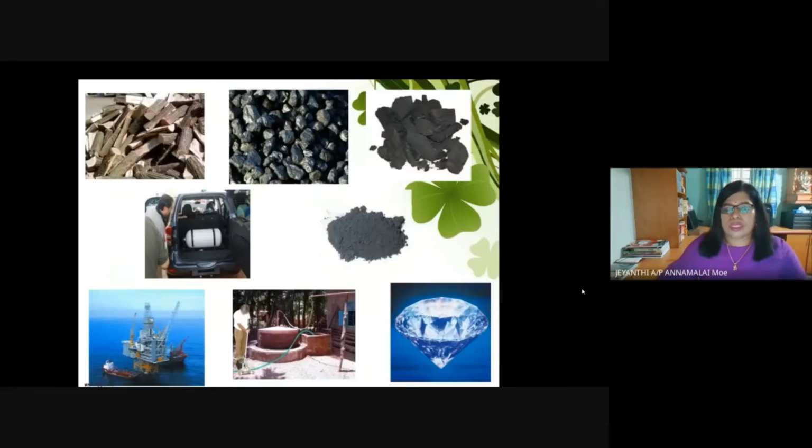Moving on. Here are some other examples I'm giving you. People use gas to travel, no more using petrol, especially the taxi drivers. They like to use the gas, and the gas is actually a carbon compound. You can see in these pictures wood, which I mentioned just now, rocks, and coal. This one is powdered carbon, this one petroleum, and this one, diamond, of course.